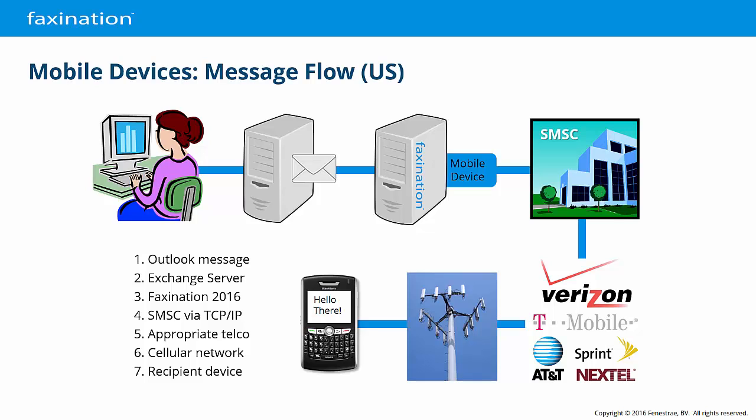Just as with sending a text message from your mobile device, there is no confirmation that the recipient has actually received the message. Our notification only indicates that Faxination has successfully completed its part of the message delivery. The SMSC will determine the mobile carrier that is currently responsible for the recipient's mobile number, and then pass the message directly to that carrier for optimized delivery.